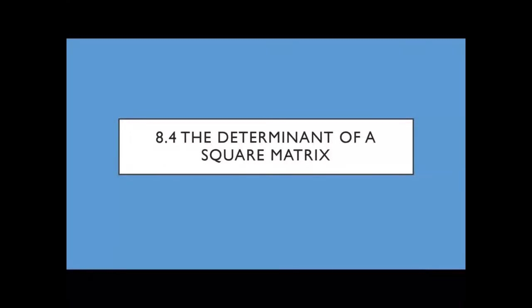So we've got 8.4, which is talking about the determinant of a square matrix. Now, if you watched my video on 8.3 with inverses, determinants are not really taught in 8.3, but I bring it up because it's actually used in that formula. So if you watched that video, then you would have actually heard about the determinant already, because I wrote it in the formula when I was doing the inverses.